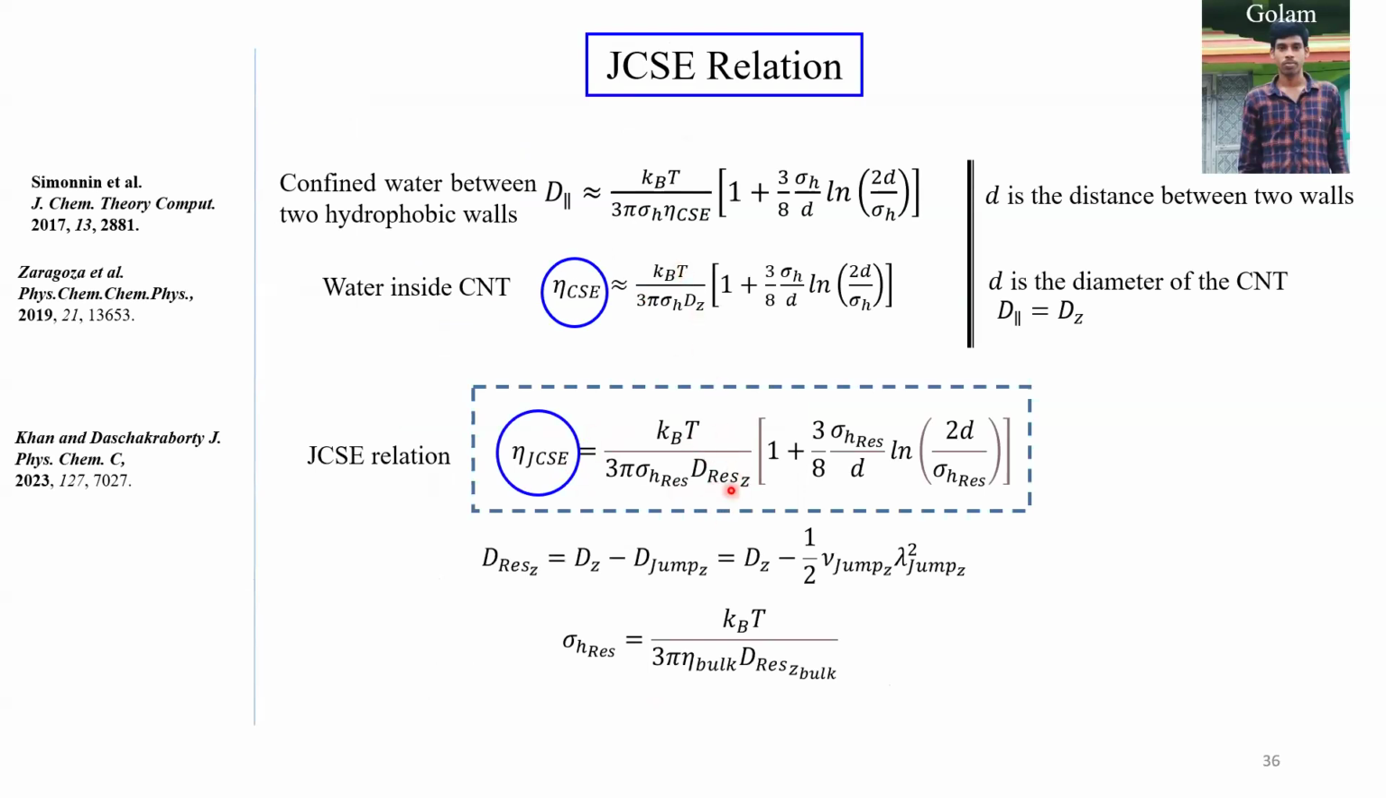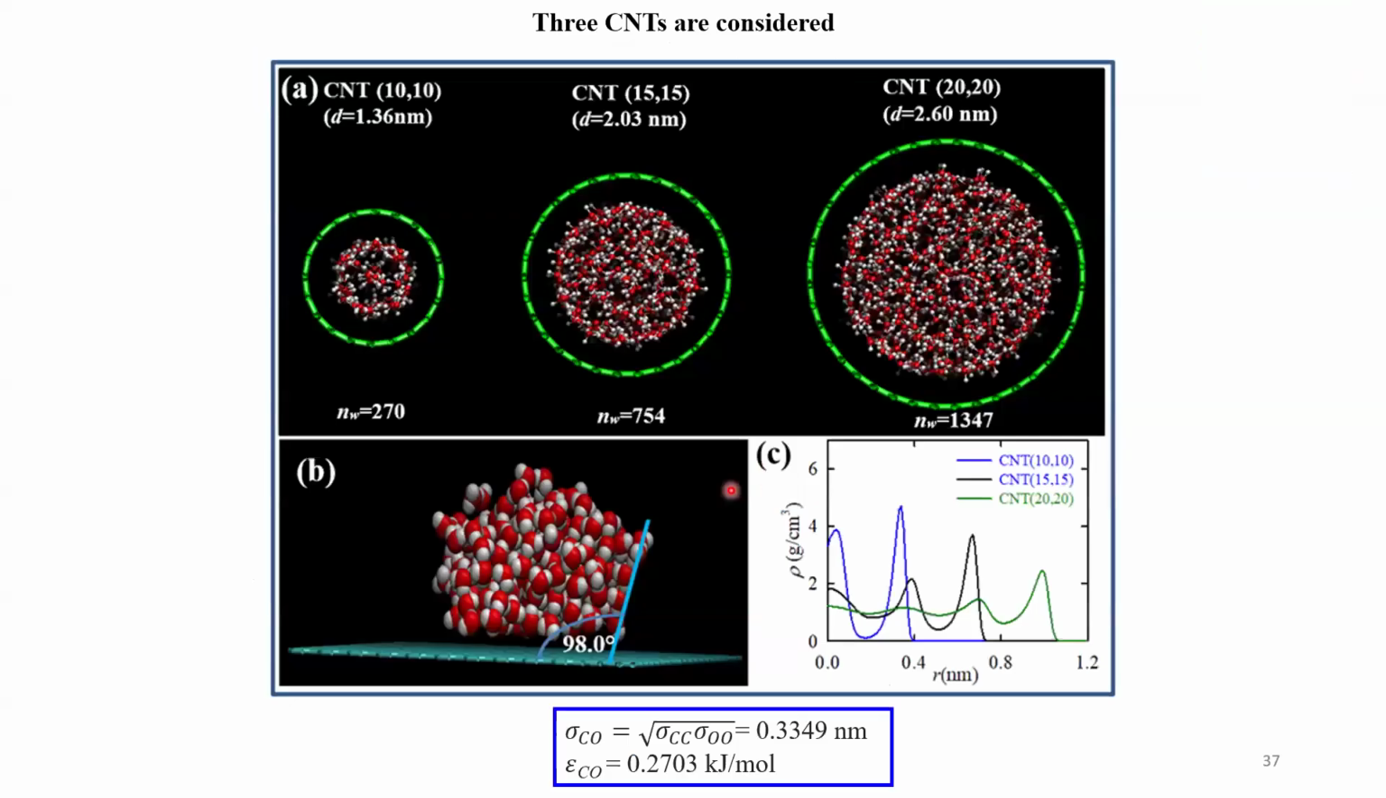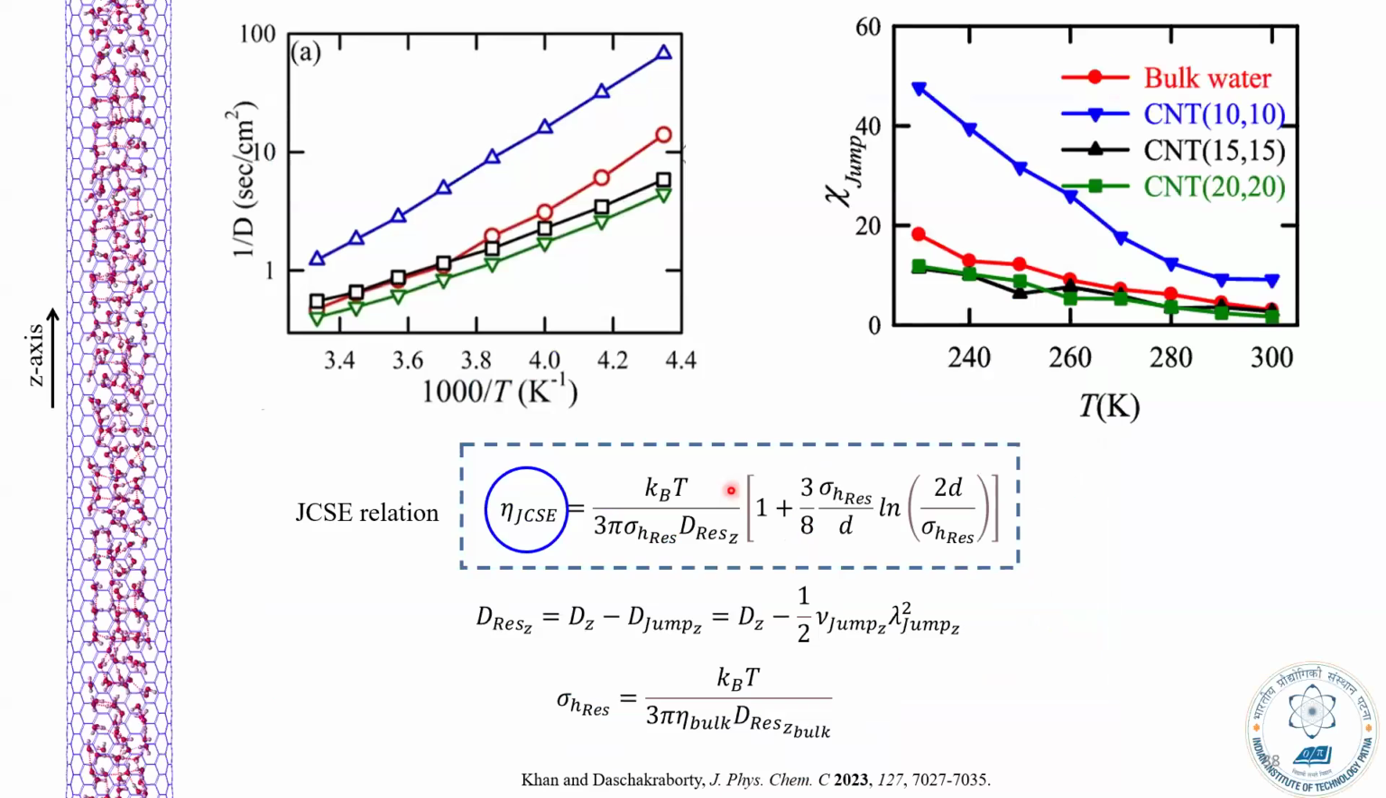Already you have discussed that. And then you calculate the viscosity, just upside down. And then what will happen? The Stokes-Einstein relation is followed. Already we have shown that the residual diffusion is actually following Stokes-Einstein, and the confinement effect is already taken into account. So then we have used this.